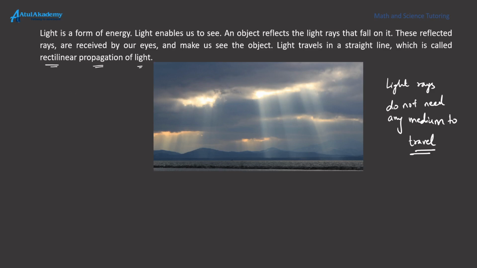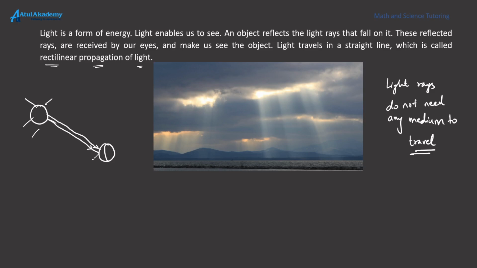Now, how is this light helpful in seeing the object? Let's say a person is standing over here and there is an object. Let's say it's a ball. Some kind of ball is lying over here. This is the light source. So light is coming on this object, kind of parallel rays are coming.